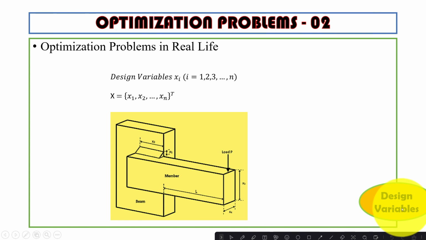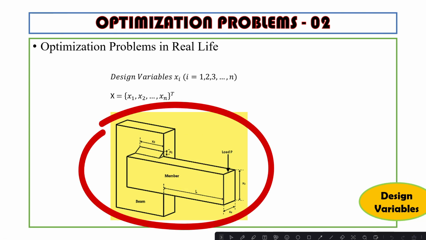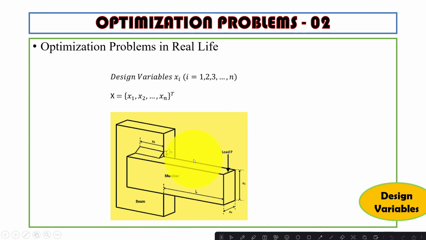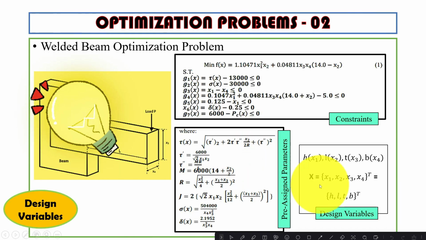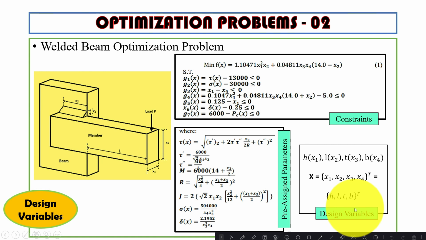Next, we have design variables. Engineering systems are defined as a set of qualities that are used as variables during the design process. We have fixed qualities, also known as pre-assigned parameters, and other qualities are called design variables or decision variables in the design process.